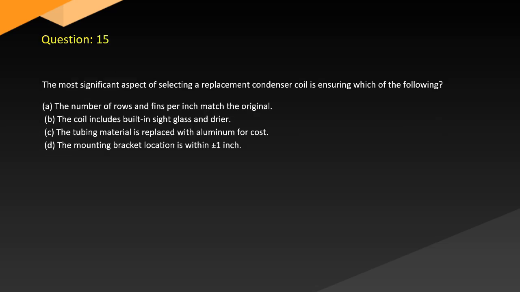Question 15. The most significant aspect of selecting a replacement condenser coil is ensuring which of the following: A. The number of rows and fins per inch match the original. B. The coil includes built-in sight glass and dryer. C. The tubing material is replaced with aluminum for cost. D. The mounting bracket location is within plus or minus 1 inch.